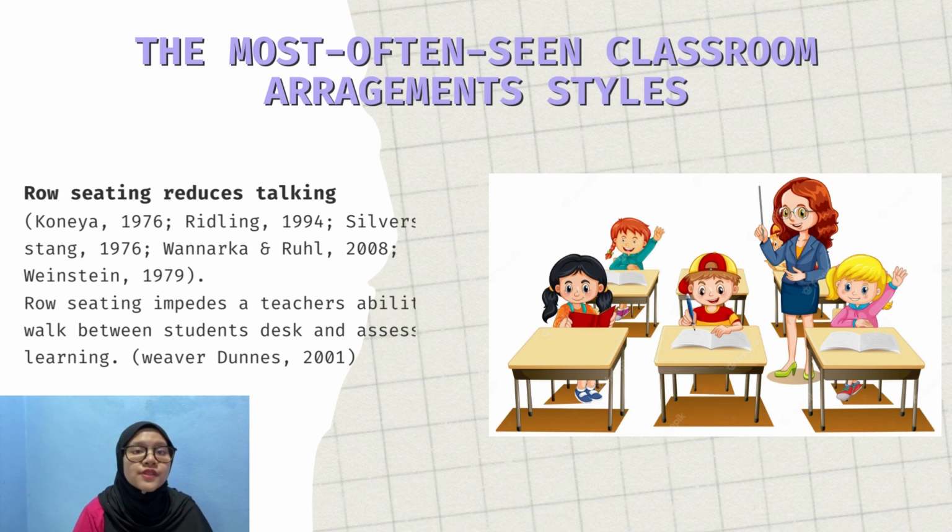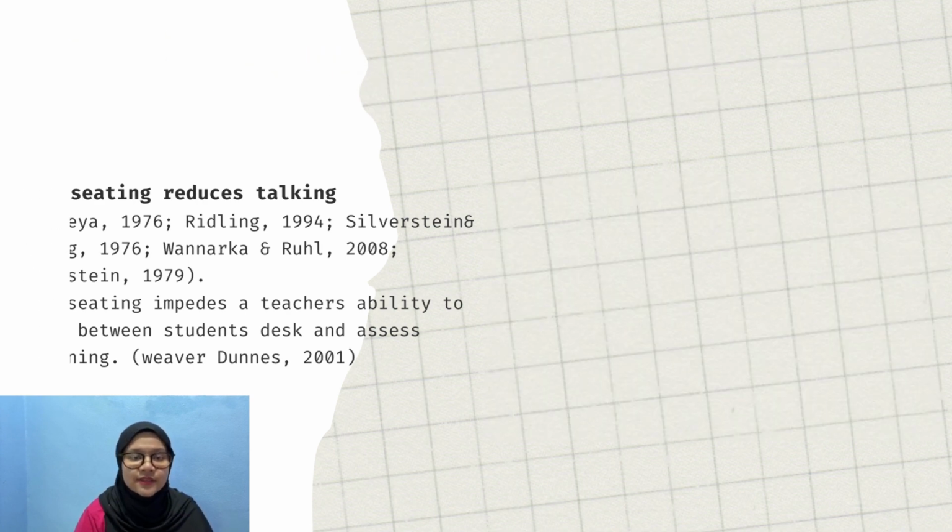The most often seen classroom arrangement style, row seating, reduces talking. So we can see in the picture the arrangement of tables and chairs. Row seating indicates a teacher's ability to walk between students' desks and assess learning.